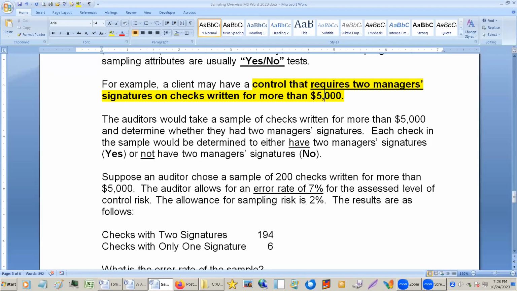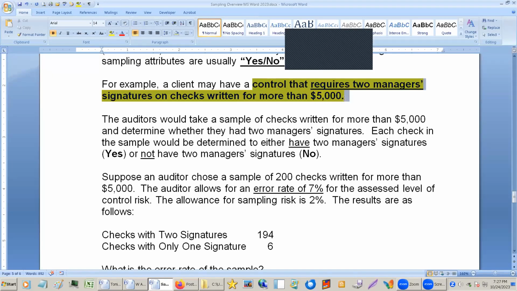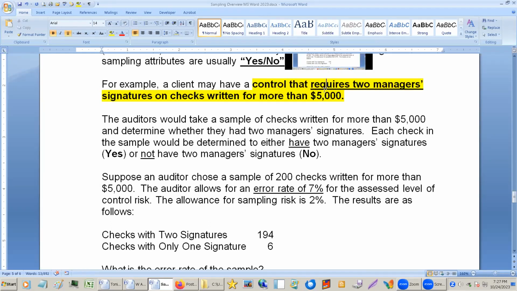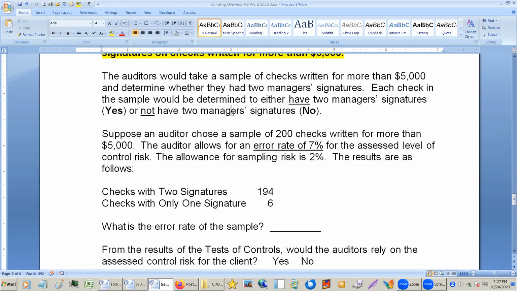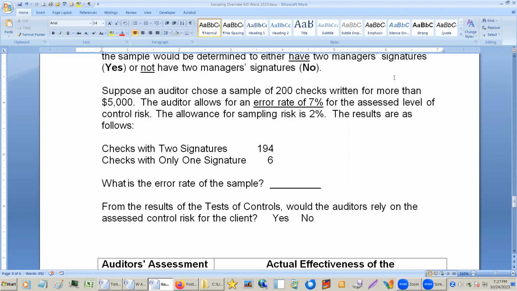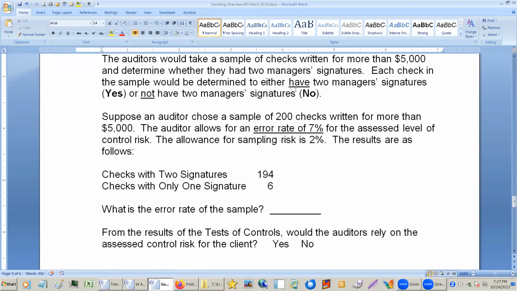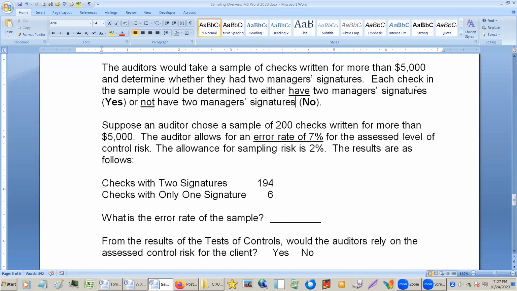Well, the idea is that especially for larger dollar amounts, more than one person is informed on it. It takes 2 people to look at it, and if there is a problem, at least one of them will say, "Wait a minute, why are we doing this?" or "This is too much," or whatever. Okay. Now, the auditor would take example checks written for more than $5,000. And each check would either have 2 signatures or not. So either 2 people sign it or they don't. So yes or no.